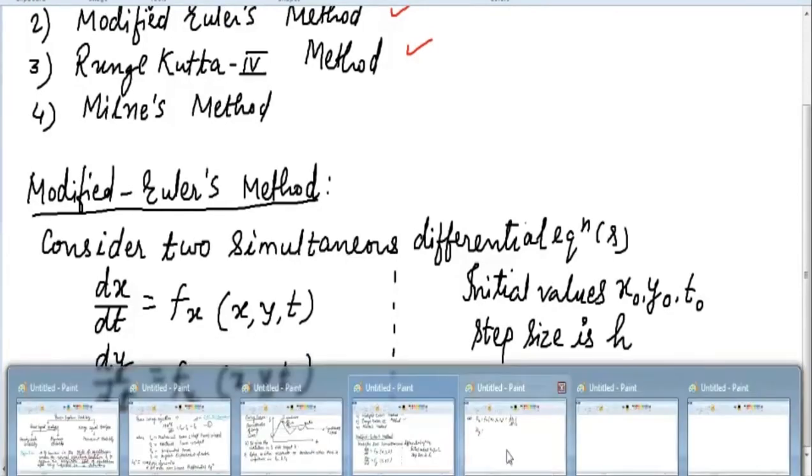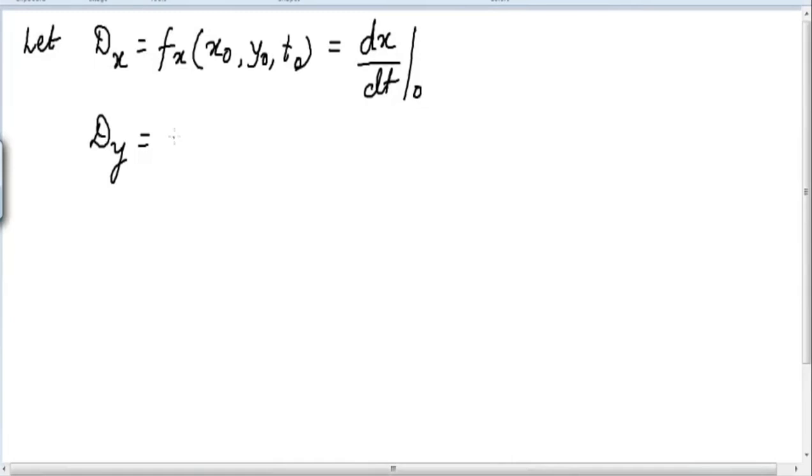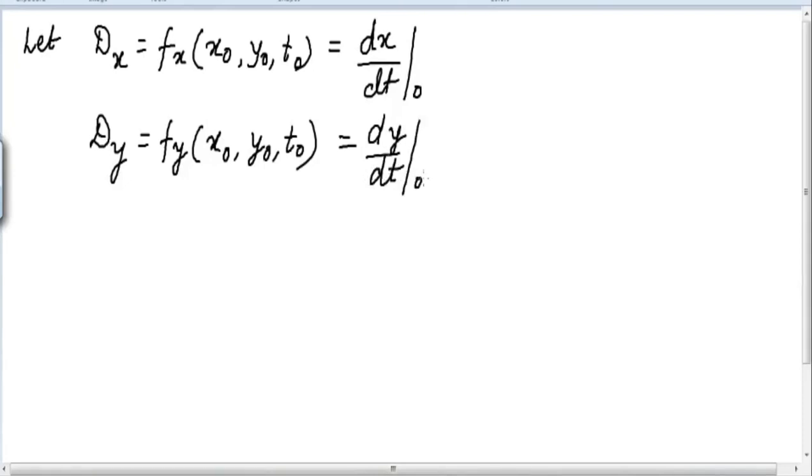Then I will write the second equation in this way: fy of x0, y0, t0, and this is suppose dy by dt at 0. So suppose these are the two equations we have differentiated, and x0, y0, t0 को लेकर हमने इस तरीके का जो इक्वेशन है वो लिखा हुआ है, राइट. Now we have to give the prediction. हमें कुछ प्रेडिक्ट करना पड़ेगा x और y के लिए.